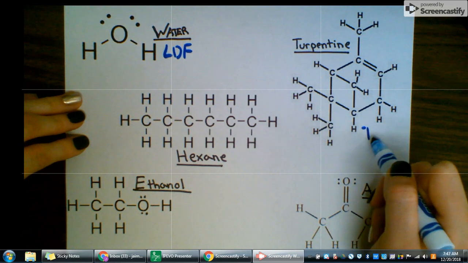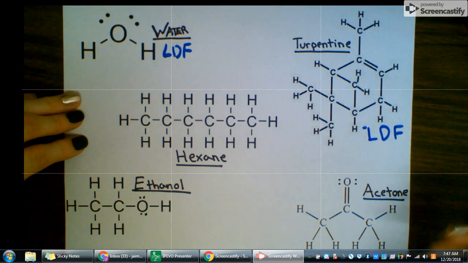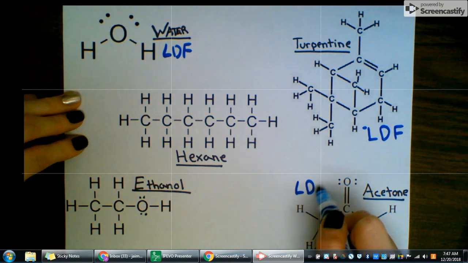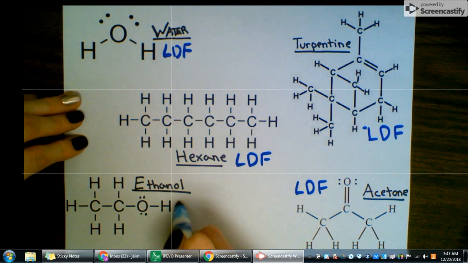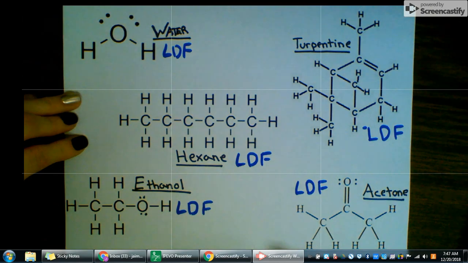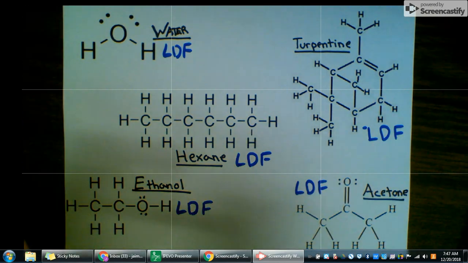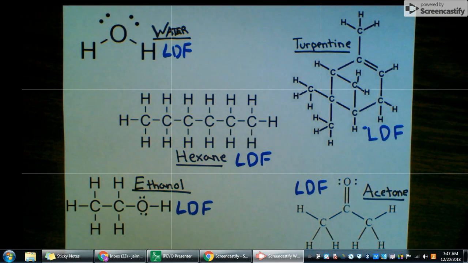We know that these are molecules, and all molecules have some sort of intermolecular forces, at the very least, London dispersion forces, or LDF. All right, because they all have electrons, and it's talking about the dispersion of electrons.